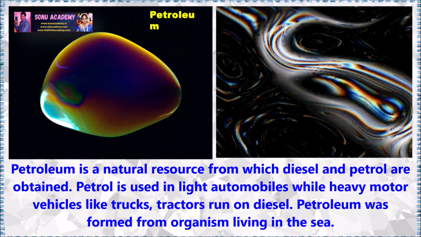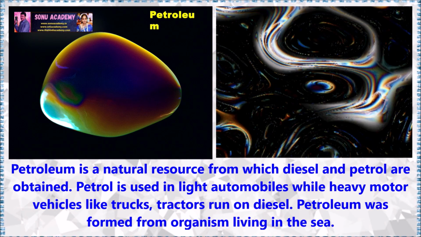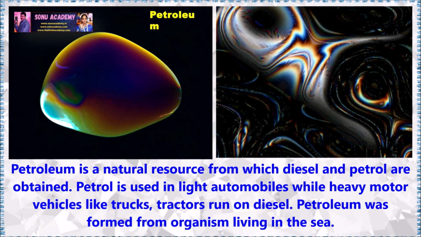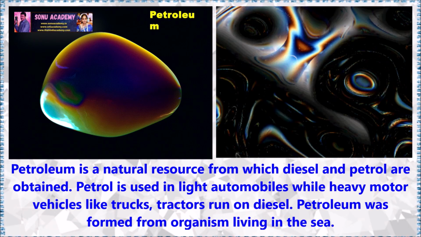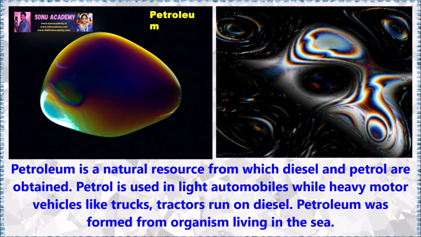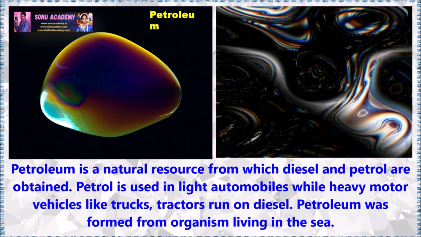Children, now let us discuss petroleum. Petroleum is a natural resource from which diesel and petrol are obtained. Petrol is used in light automobiles, while heavy motor vehicles like trucks and tractors run on diesel. Petroleum was formed from organisms living in the sea.